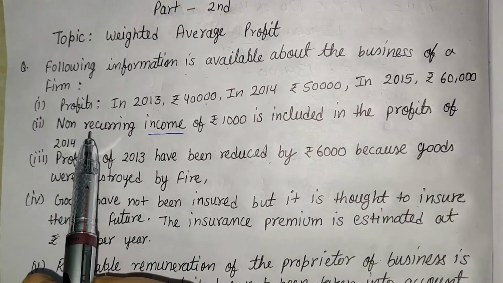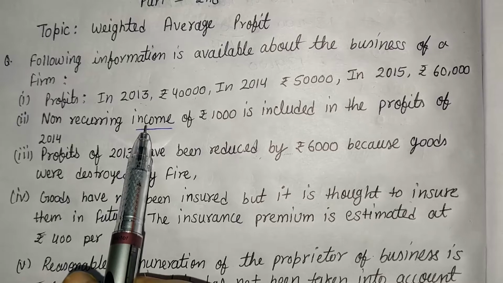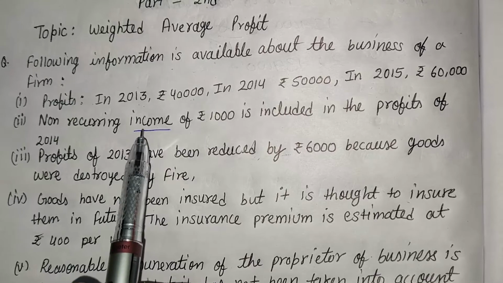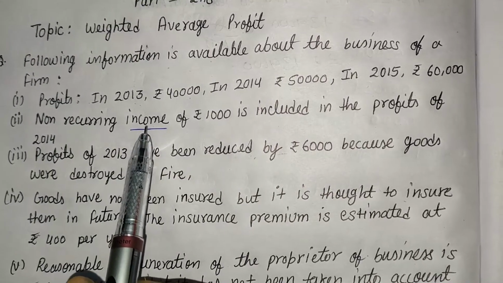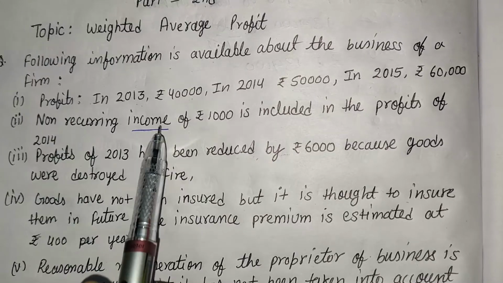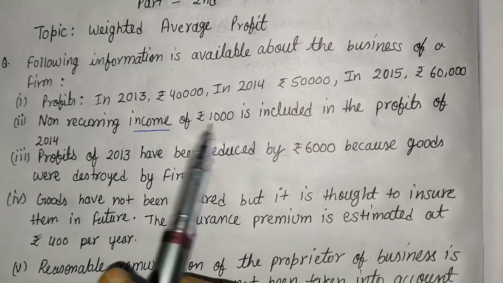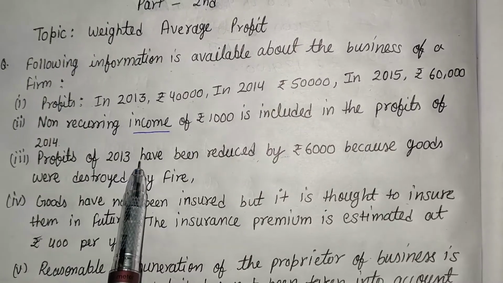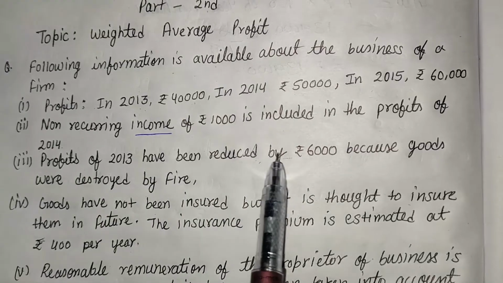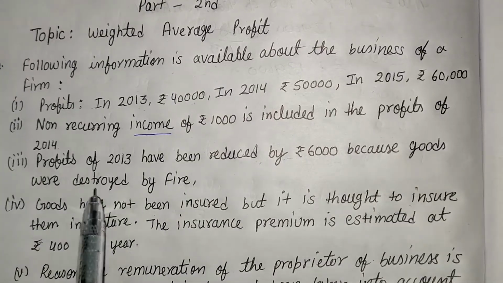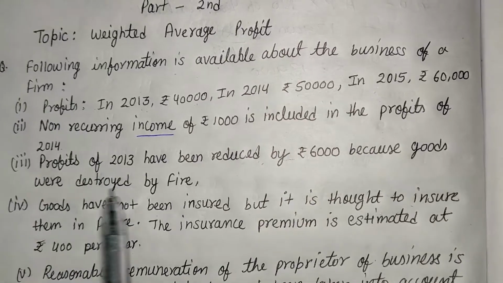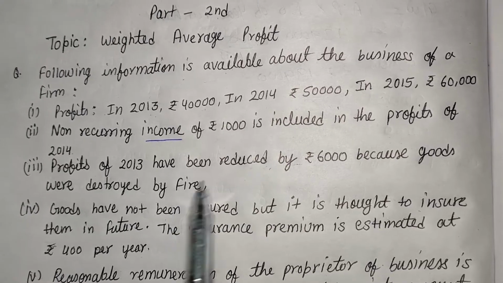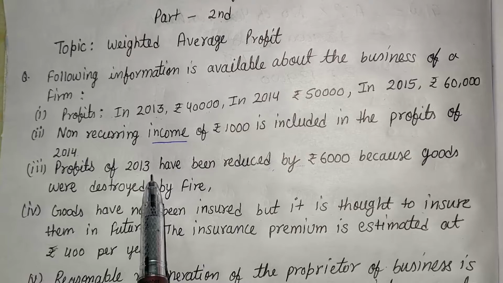The second point is non-recurring income. Here income is given, and we had already discussed that topic, that income or gain is inversely related with profit. So we can deduct that income from the profit of the year 2014. The next information is profit of the year 2013 has been reduced by 6,000 because goods were destroyed by fire. That is one type of loss, and loss is inversely related, so we add that value in the year 2013.